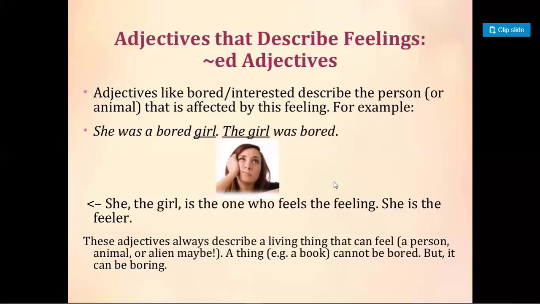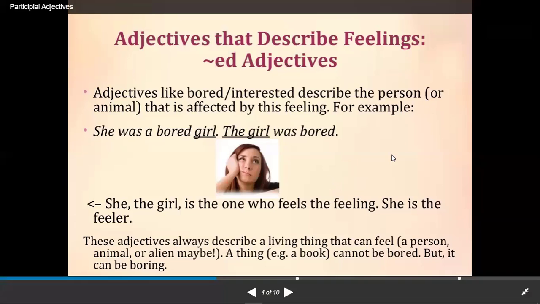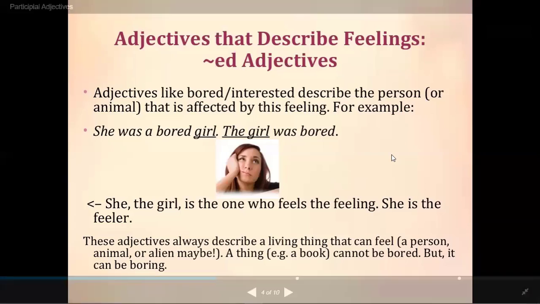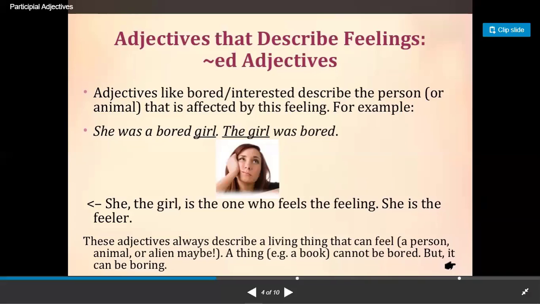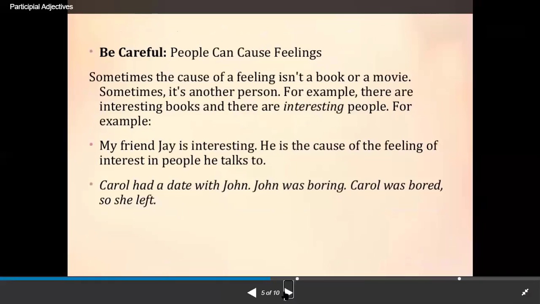We can say the movie is interesting, but we cannot say the movie is interested, because a movie is not something which can feel or which has any emotions. Are you getting this point, Uzair? Do you understand this thing? Yes, sir. Okay, very good. So let's move to another slide now.